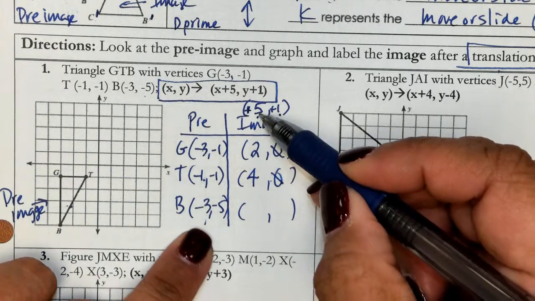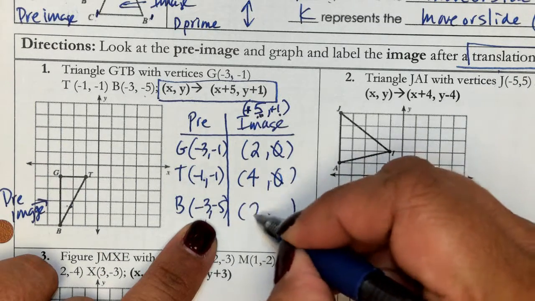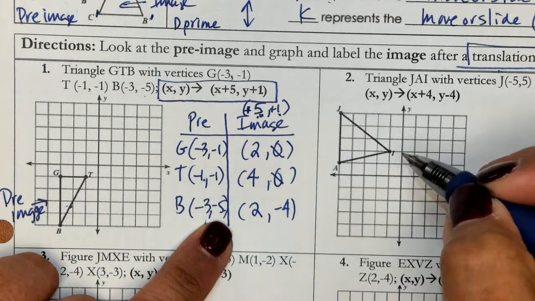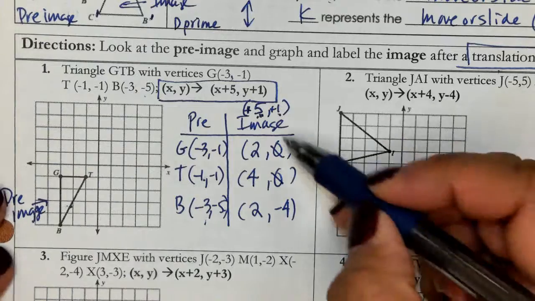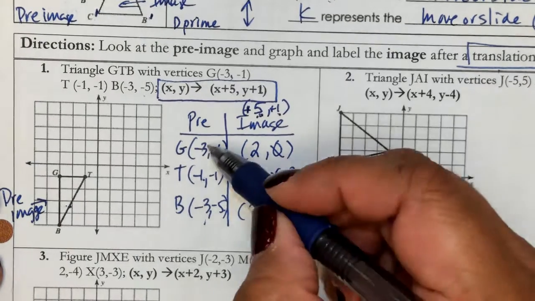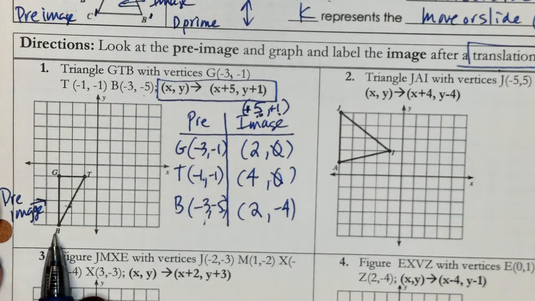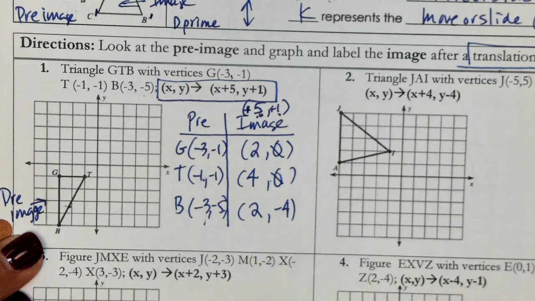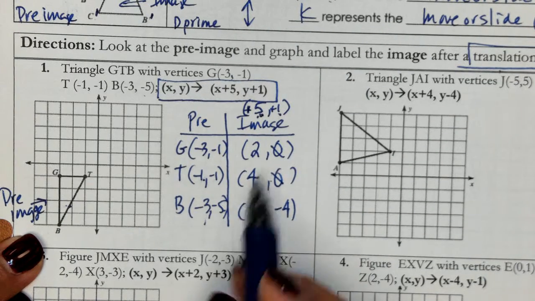And we go to B. 5 and a -3 is a 2, and a -5 and a 1 is a -4. Okay, so this is now the new figure, which is called the image. This is the pre-image. Pre-image is already drawn. They ask you to graph and label the image. Okay, so let's do it.